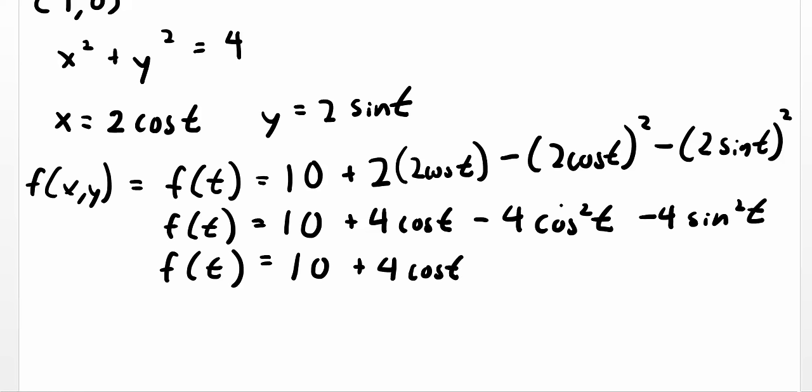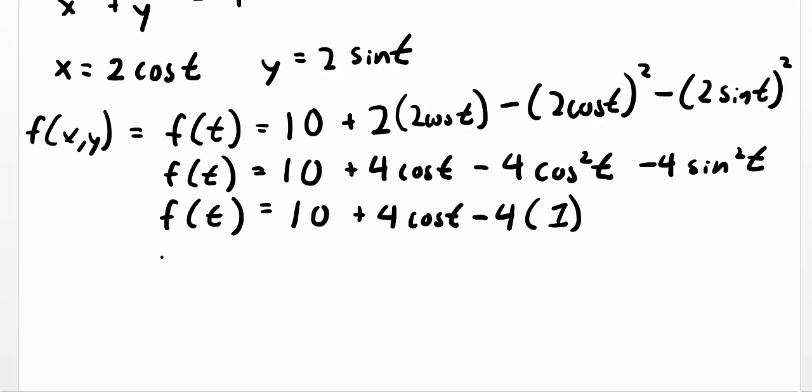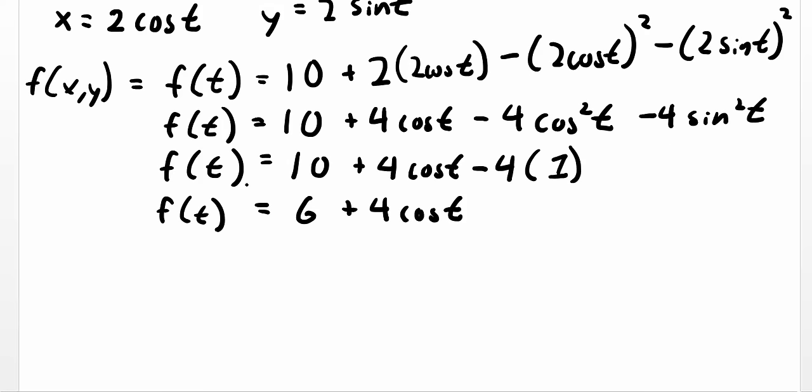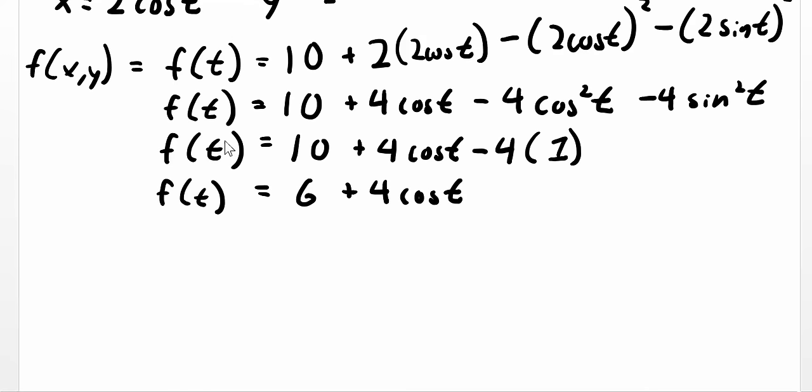Now if we factor out minus 4 from both of these terms, we'll get minus 4 times cosine squared plus sine squared, which is identically just 1. And so our equation becomes real nice: 6 plus 4 cosine t. Okay, so now this is a single variable maximization problem, a Calculus 1 problem at this point.